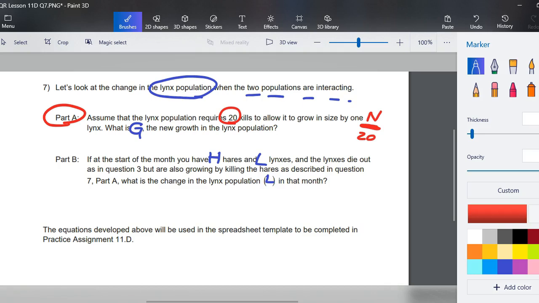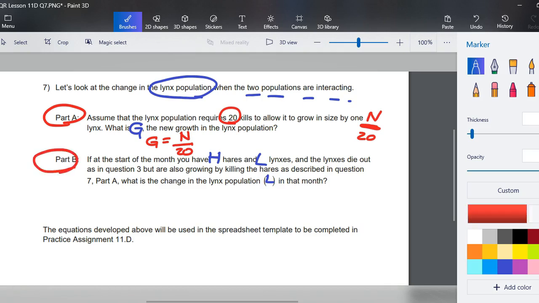And that pretty much answers part A, because it says what's the growth in this lynx population, and the growth is going to be the number of lynxes divided by 20 to increase the population. But it's going to take 20 hares dying for this growth.